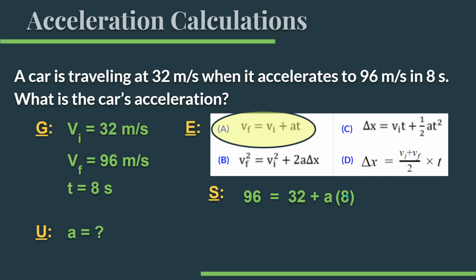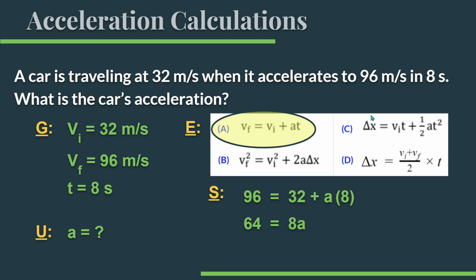And yet, despite the fact that you can't do that, somebody always tries to. So please do not add them. They are not like terms. You can't do that. So the first step is moving 32 out of here. I do that by subtraction. Subtract it from both sides. 96 minus 32 is 64, and it's equal to 8A.